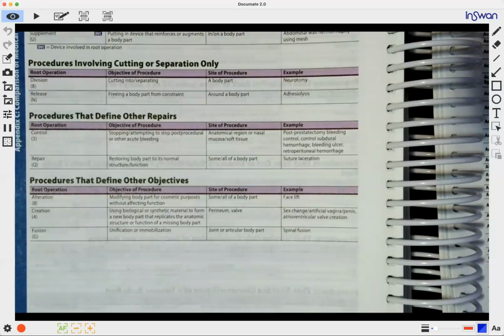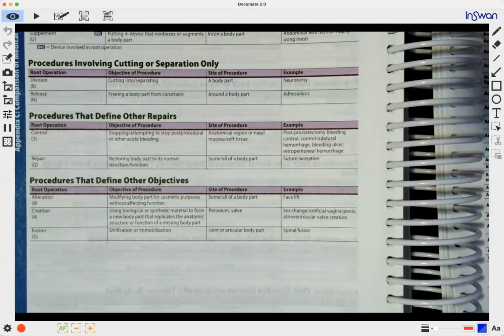Lysis is usually going to be a release procedure. So when you have that suffix lysis, that's a good indicator that a release was performed. Your oscopies, again, that's going to be an inspection, but you have to use care, because if they did more than simply inspect, now we need to look for the more definitive procedure and code it that way.